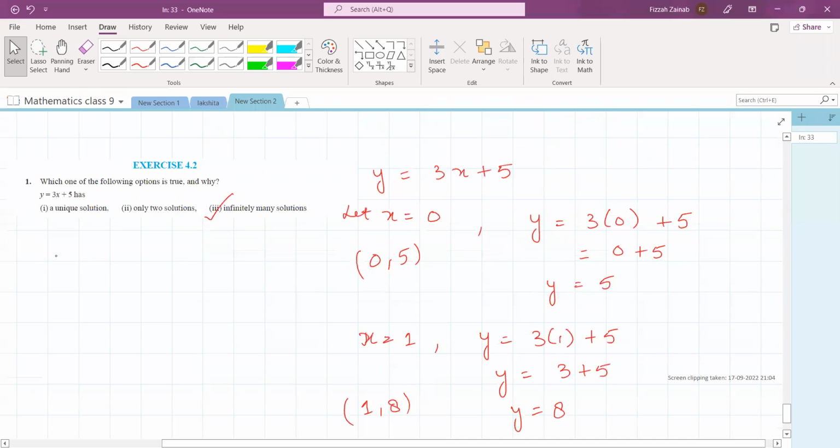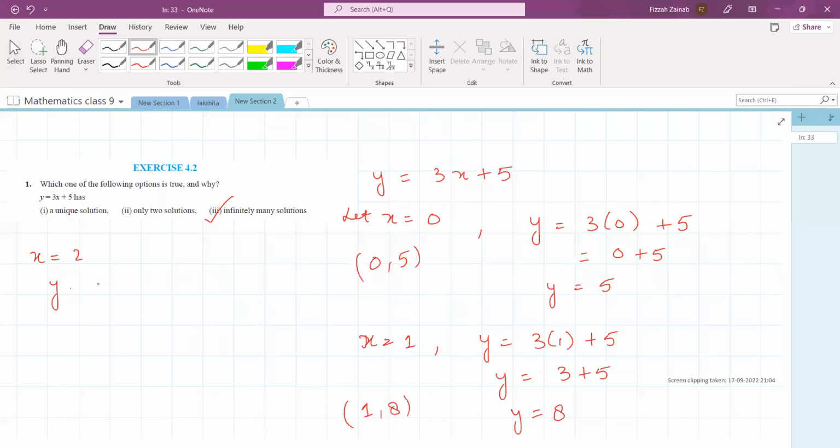So let's take x is equal to 2. So y will become 3 into 2 plus 5. So y will be 6 plus 5. So y is equal to 11. So that means 2 and 11 is another solution. So you can write one line that this way we can get as many solutions as we wish. So the correct answer is infinitely many solutions.